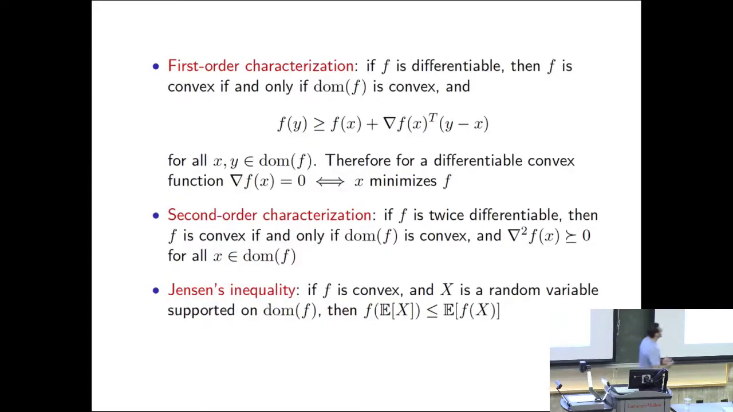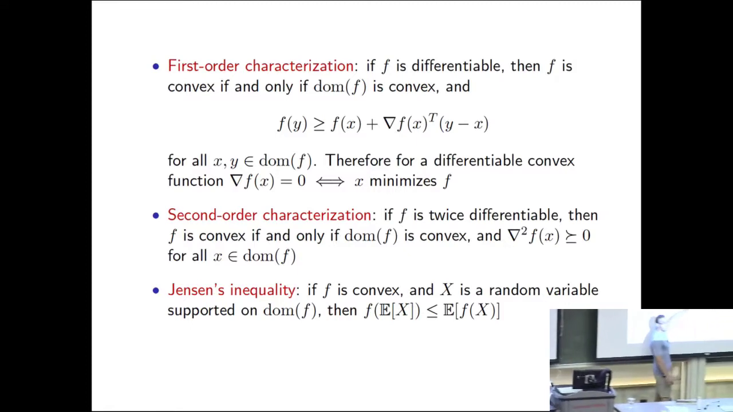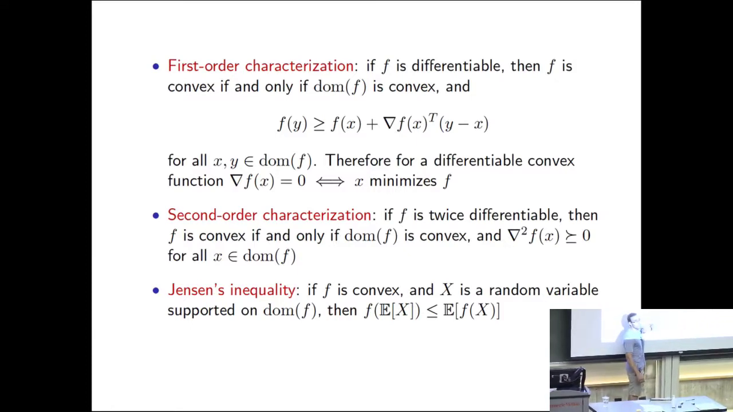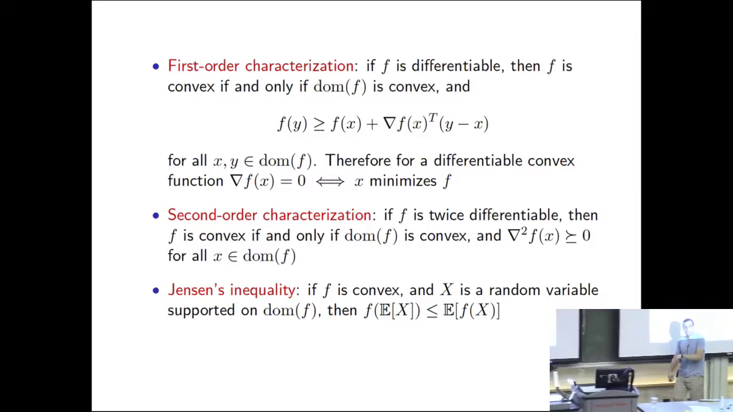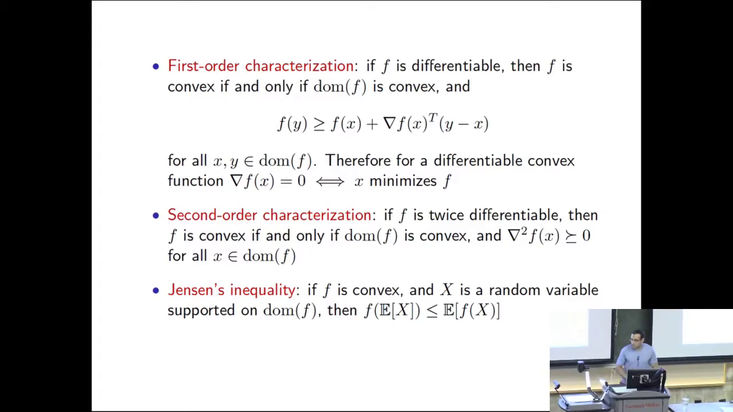So it's something people often mix up. The second order characterization is an equivalence for convexity, but it's not an equivalence for strict convexity. If this is strictly positive, then it implies strict convexity, but not the other way around. We can have strictly convex functions that don't have strictly positive second derivatives or strictly positive definite Hessians, this being an example.